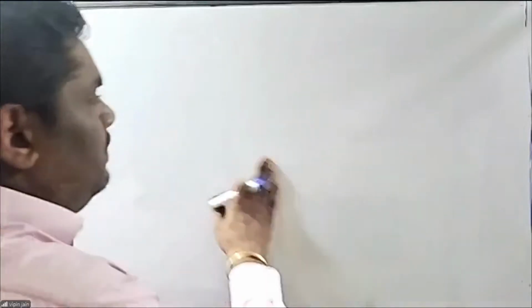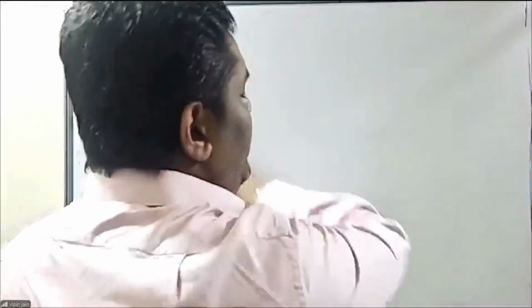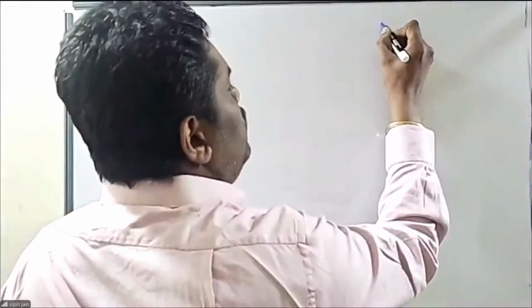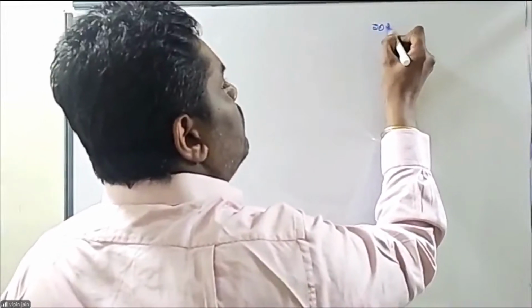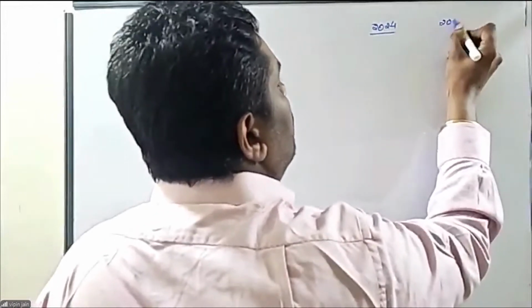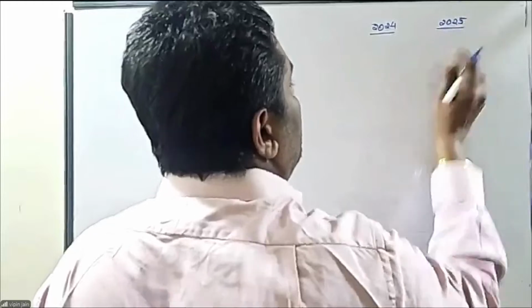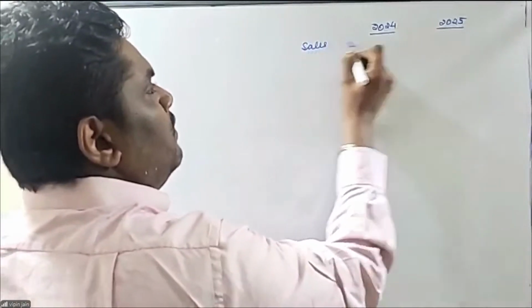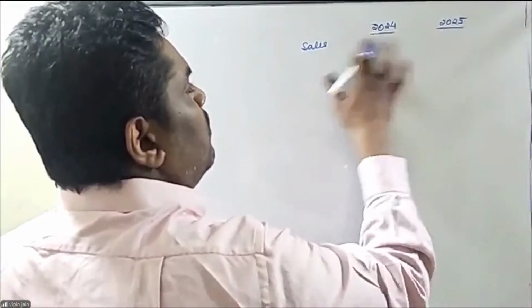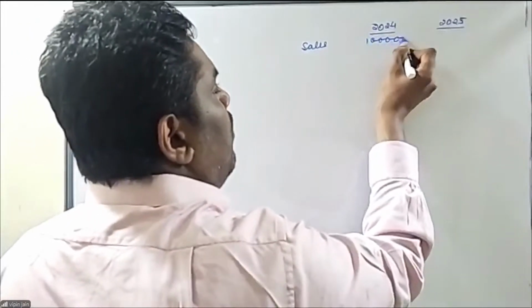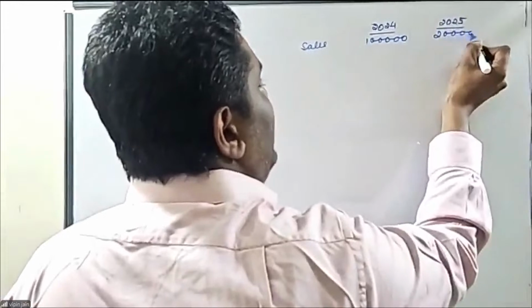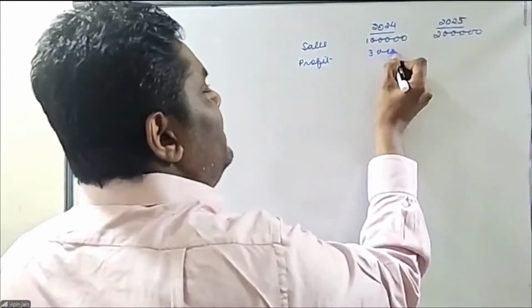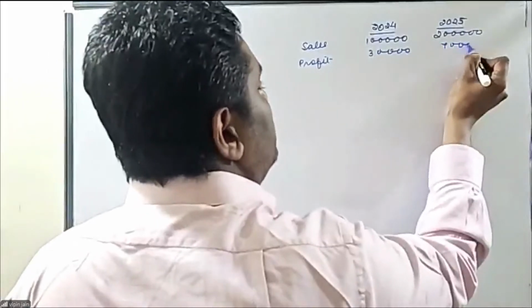So let's start with a few more variety of questions. Let's say two period figures are given. For 2024 and 2025, sales is given, let's say 1 lakh and 2 lakh. Profit is given, let's say 30,000 and 70,000.